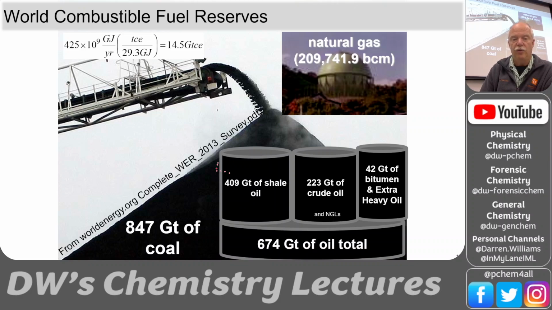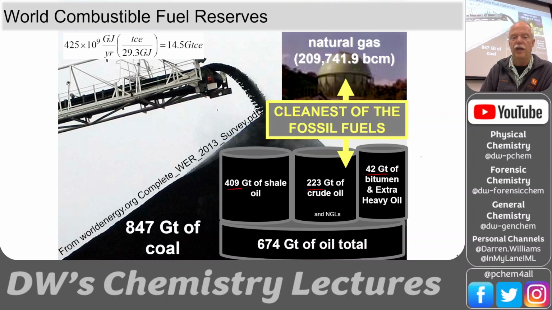We have 409 gigatons of shale oil that we've identified, 223 gigatons of crude oil, 42 gigatons of bitumen. And so the cleanest fuels are the natural gas and the crude, like the West Texas Intermediate sweet crude. It comes out of the ground. It looks like cooking oil. So normally you think of crude oil as black and dirty, but this sweet crude oil from West Texas is beautiful.